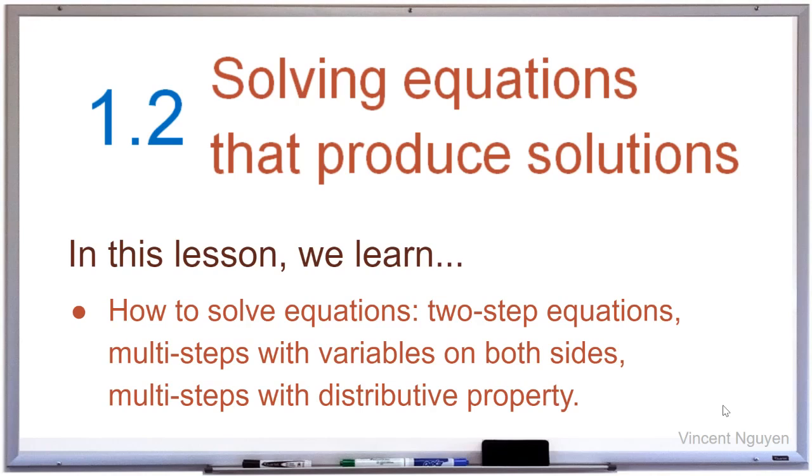Today we're going to be learning how to solve equations that produce solutions. The equations we're going to be looking at today are two-step equations, multi-step equations with variables on both sides, and multi-step equations using the distributive property. All of the equations we're going to be looking at today are going to have a solution. That means whatever variable we're solving for, it's going to have a value at the end.